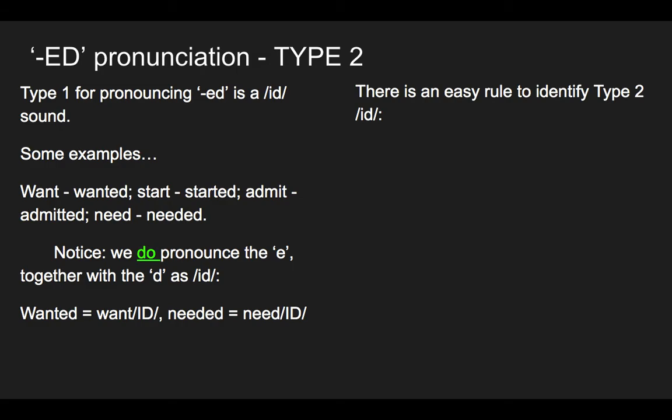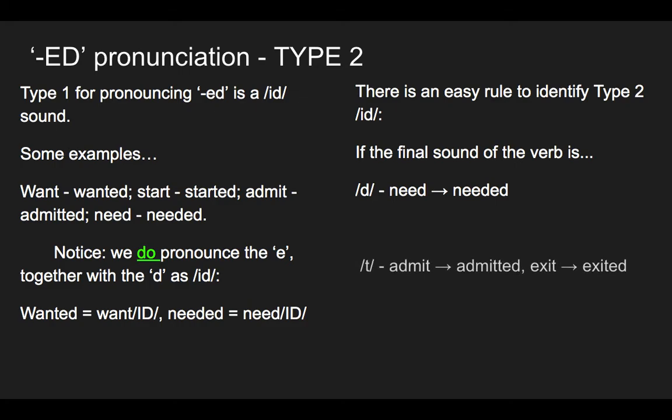There's also an easy rule to identify type 2, the id sound. If the final sound of the verb is d, like need, needed, or t, like admit, admitted, exit, exited, start.